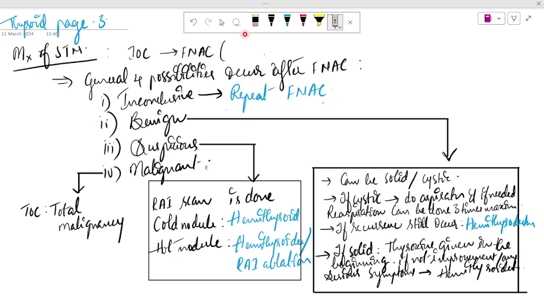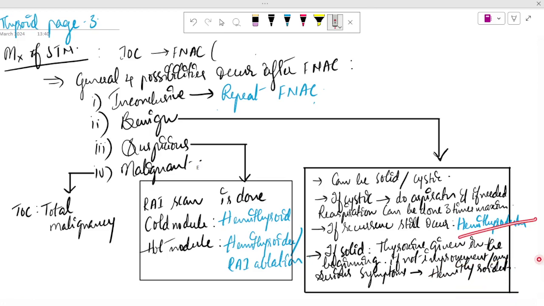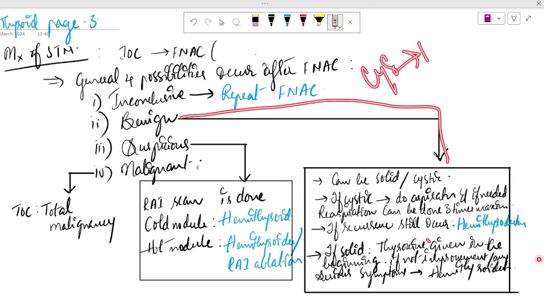Okay. Now, if it is a solid component, not a cystic component, then what will you do? You will simply give thyroxine, levothyroxine, or some thyroxine supplement. But if even after giving thyroxine for a couple of months the patient is still not responding, you simply go for hemithyroidectomy. So the ultimate climax is hemithyroidectomy. You simply remember it like that. For a benign condition, the ultimate climax is hemithyroidectomy. If it is cystic, go for reaspiration.